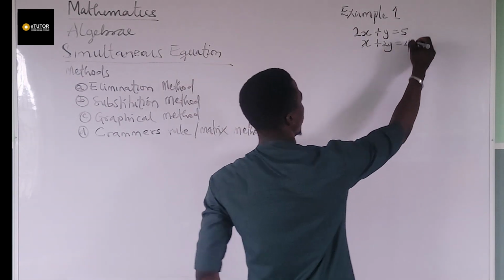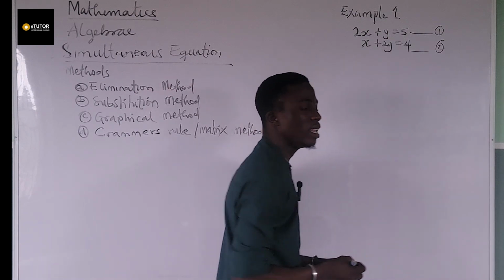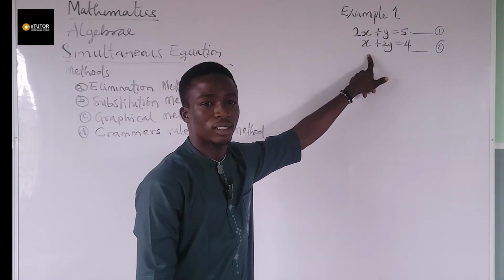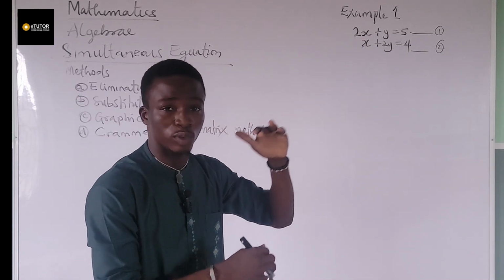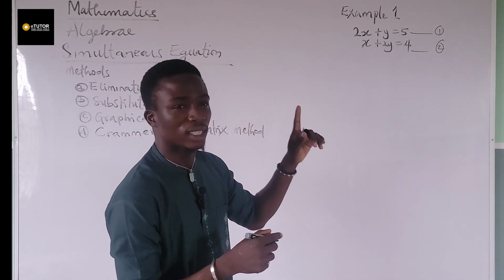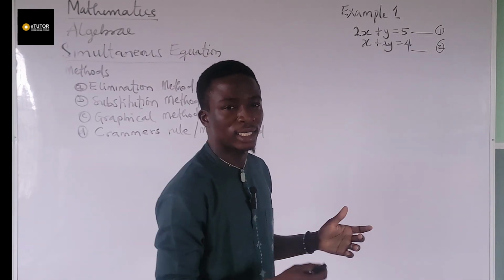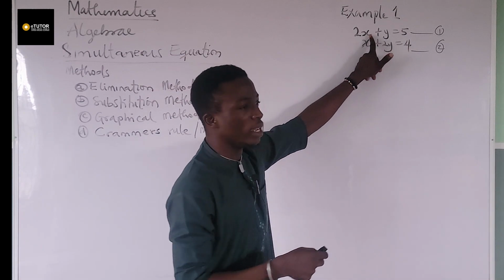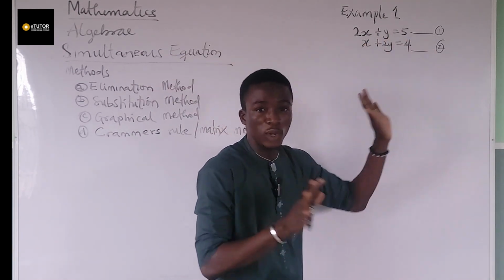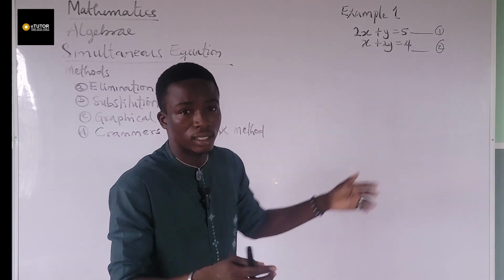So this is our first equation. Let's call it equation 1. This is our equation 2. Now, if we want to apply the elimination method to this, there are steps we have to follow. The very first thing you have to do is to decide on which variable you want to eliminate. Like I said, we have two variables here, x or y. You can pick either one, it's fine. So in this question, let me eliminate x.